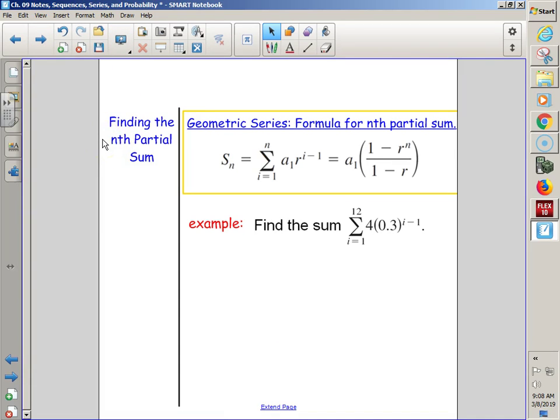So the S sub n formula, the nth partial sum. Sum means adding, yeah? So the nth partial sum means, remember, to add up the n terms. So you're finding the terms of this sequence and doing plus, plus, plus, plus, plus.